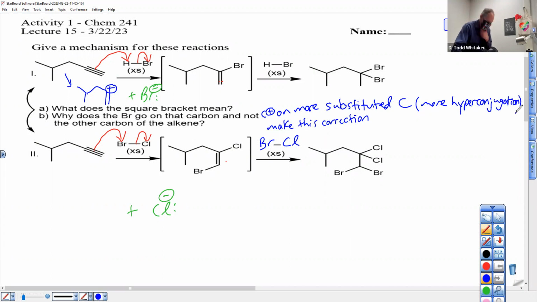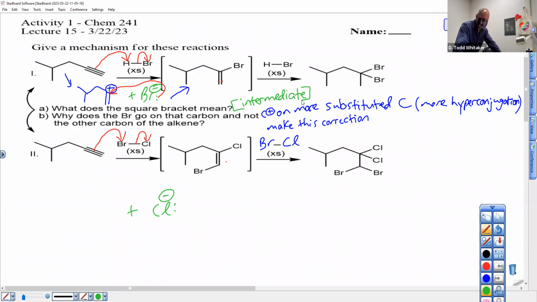Okay. And then we're going to get to the box. One arrow, right? Yeah. All the way to the carbon. And that gets you in the box. What does square bracket mean? What's the word for square bracket? Yeah. It means you're not finished your reaction, but it's a species that forms along the way. That's what intermediate means.